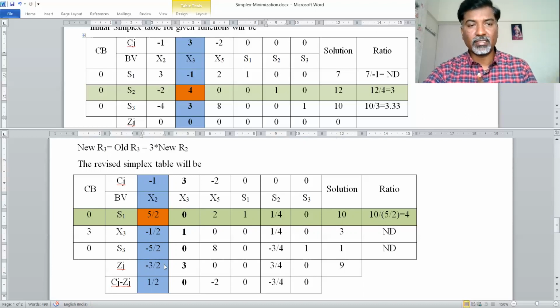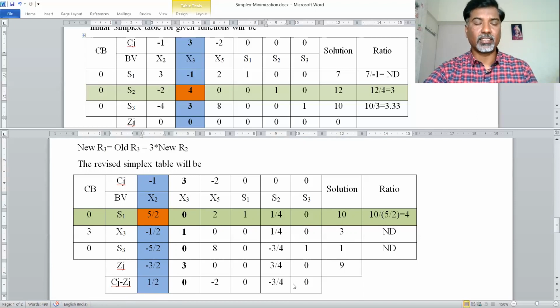So you have to calculate the Zj value for all columns. Then Cj minus Zj. The value of Cj is given here; you have to subtract the value of Zj from the value of Cj. So Cj minus Zj will be minus 1 minus 3 by 2, minus 1 minus 3 by 2, minus it becomes plus 3 by 2. So minus 1 plus 3 by 2 is equal to 1 half. Likewise, you have to just put the values of Cj and Zj and do the calculation. You will get Cj minus Zj.